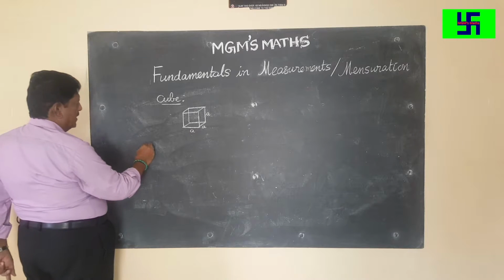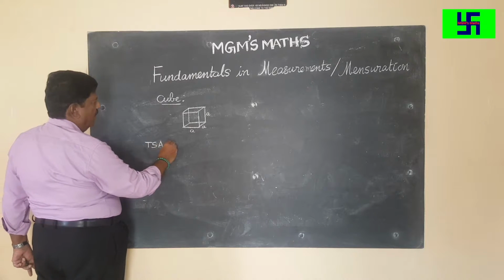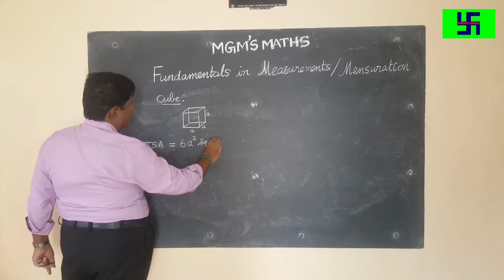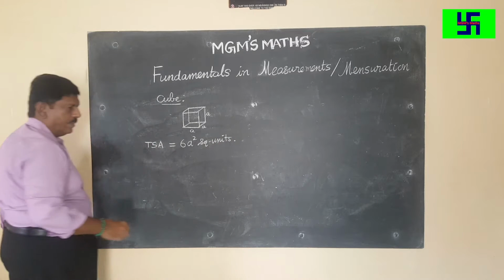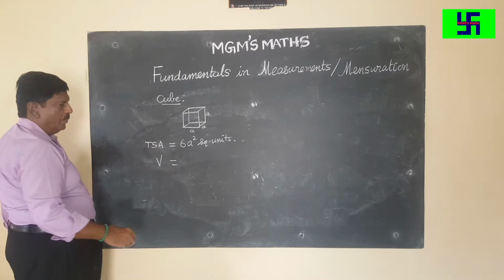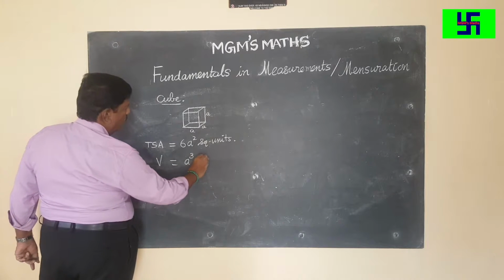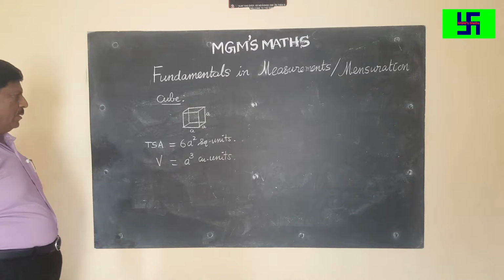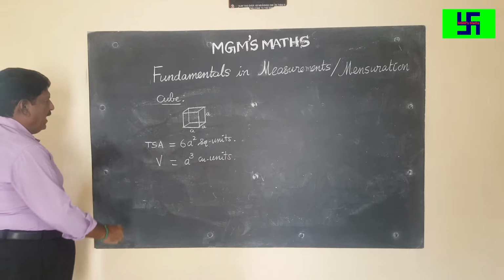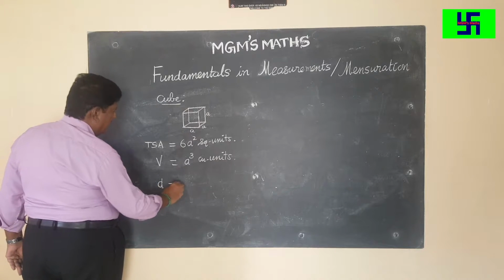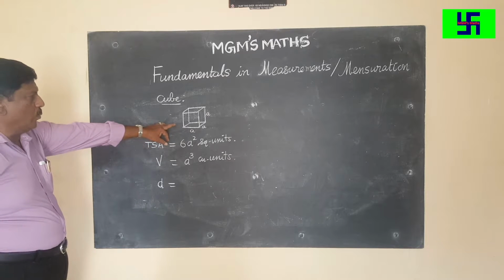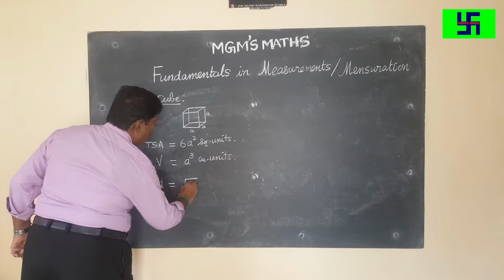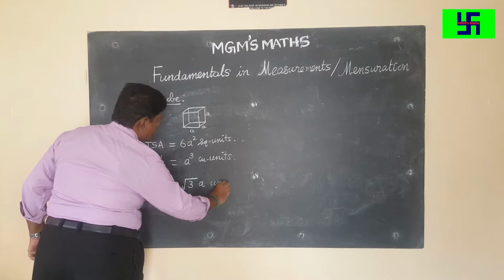So, what is the total surface area of a cube? It is 6A square units. What is the volume of a cube? Is equal to A cube cubic units. What is more important, the length of the longest stick that can be placed in a cube is important. This is square root of 3A units.